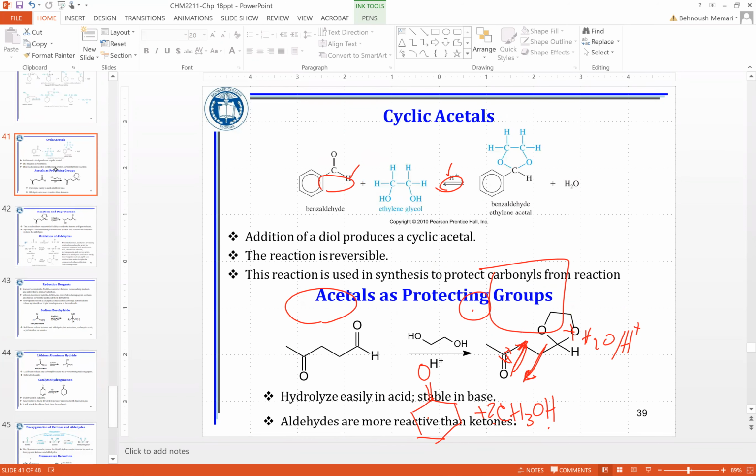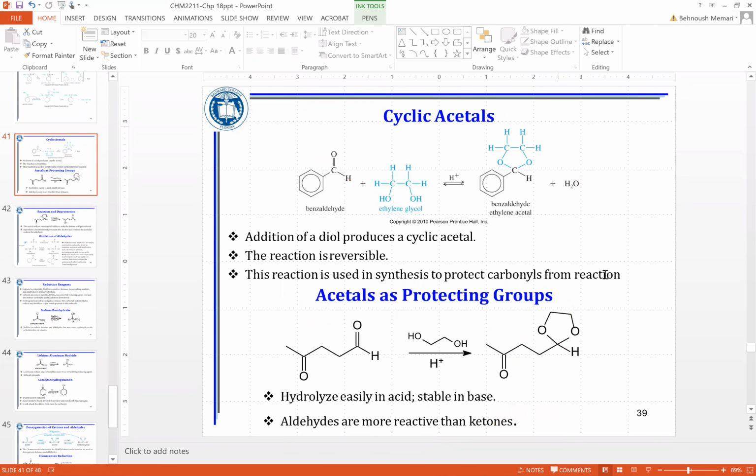And what is the benefit of that reversible reaction? So if you make a cyclic acetal, how could you make a cyclic acetal? In order to make a cyclic acetal, instead of using 2 methanol, you would use 1 ethylene glycol. Both OHs are on the same carbon chain, so each one of these acts like 1 alcohol.